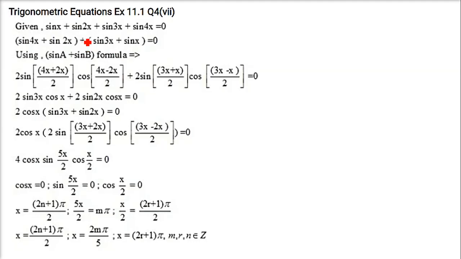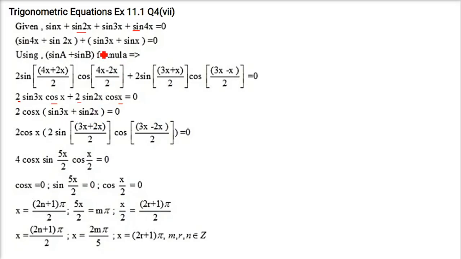Now sine x plus sine 2x plus sine 3x plus sine 4x equal to 0. Now we take these two, sine 4x and sine 2x, even we take together, odd we take together. Now we use the formula of sine a plus sine b, and you know the sine a plus sine b formula, we have already seen a number of times. It would be this term. So you get 2 sine 3x cos x and 2 sine 2x cos x. Now you can take 2 cos x common from here. So you get 2 cos x times sine 3x plus sine 2x.